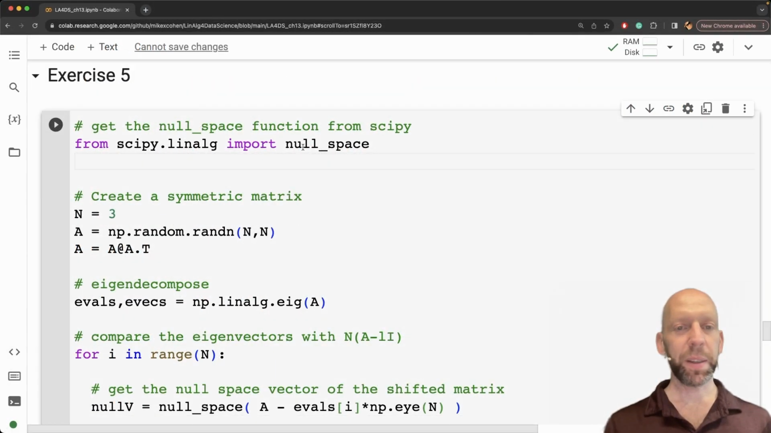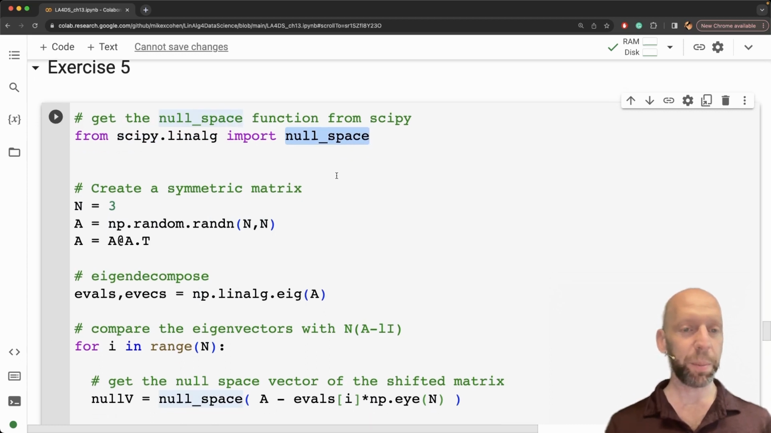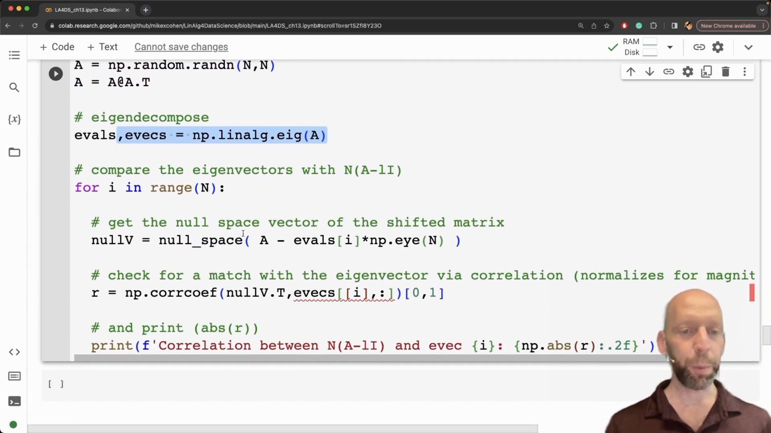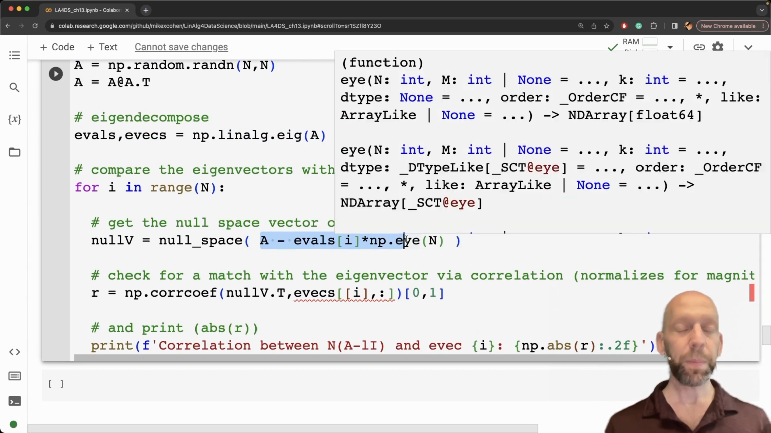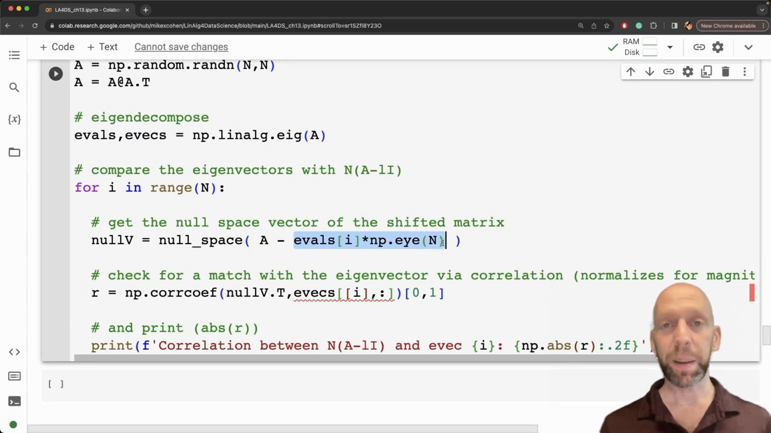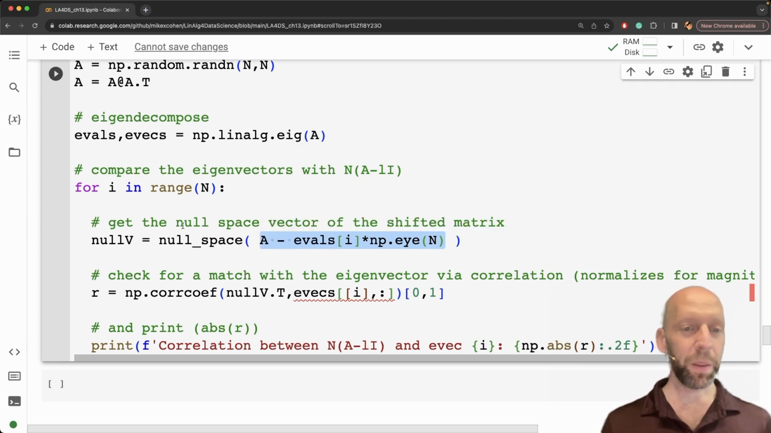So here I import this null space function from scipy.linalg. Actually, we've used this function in an earlier chapter to calculate vectors in the null space of a matrix. Okay, so here I create a 3x3 symmetric matrix. I get its eigenvalues and eigenvectors. And here in a for loop, I am shifting the matrix. So I say A minus this eigenvalue times the identity matrix. So shifting the matrix. Now we know that this needs to have a null space. So I compute its null space and I get a null space vector.